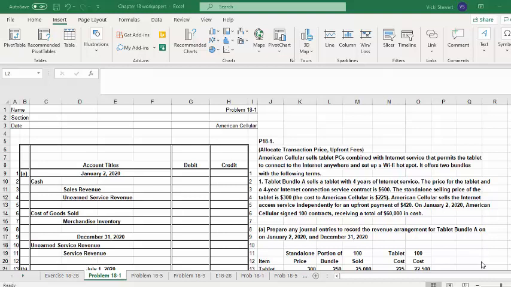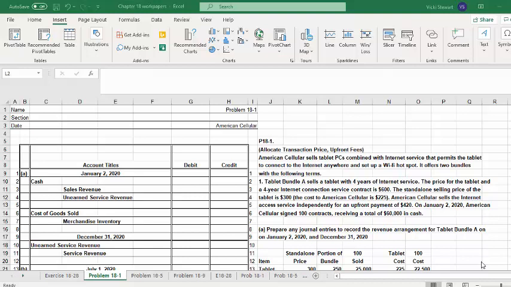This is a demonstration of problem 18.1b, allocate transaction price upfront fees. American Cellular sells tablet PCs combined with internet service that permits the tablet to connect to the internet anywhere and set up a Wi-Fi hotspot. It offers two bundles with the following terms.